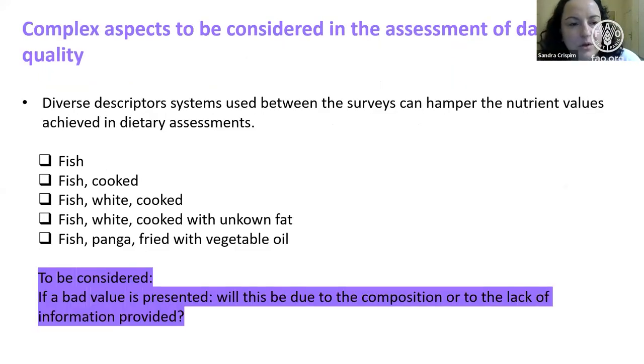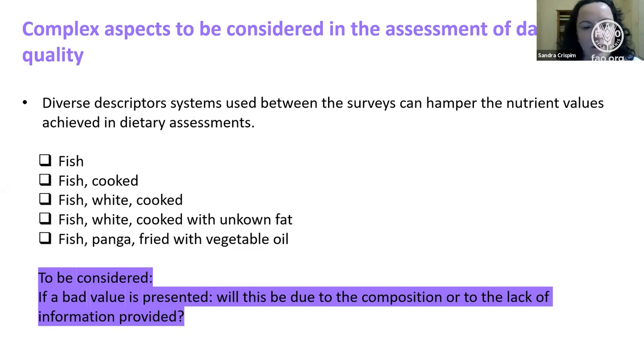So going towards the end of my presentation, I also would like to mention two complex aspects that I think we should consider in the assessment of the data quality, as far as we are combining data from consumption and composition. Diverse descriptor systems are used between the surveys, and this can hamper the nutrient values achieved in dietary assessments. You have seen that all evaluation systems presented this morning had some evaluations on food description. And while we can guarantee that from the composition part, we cannot guarantee that from the consumption part.